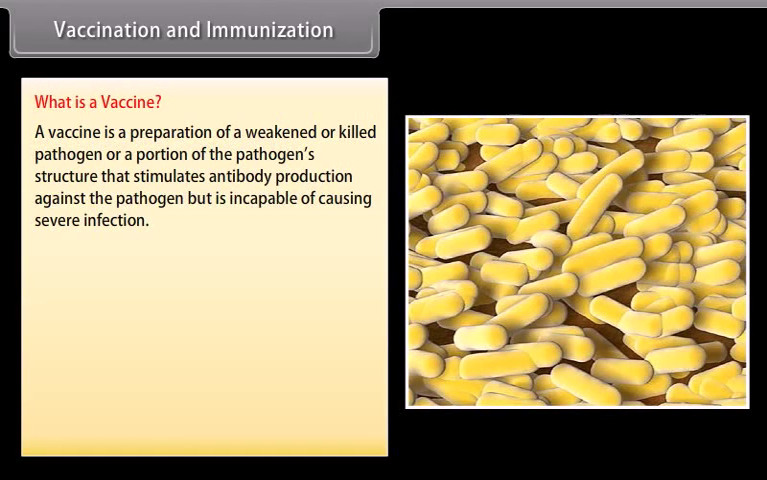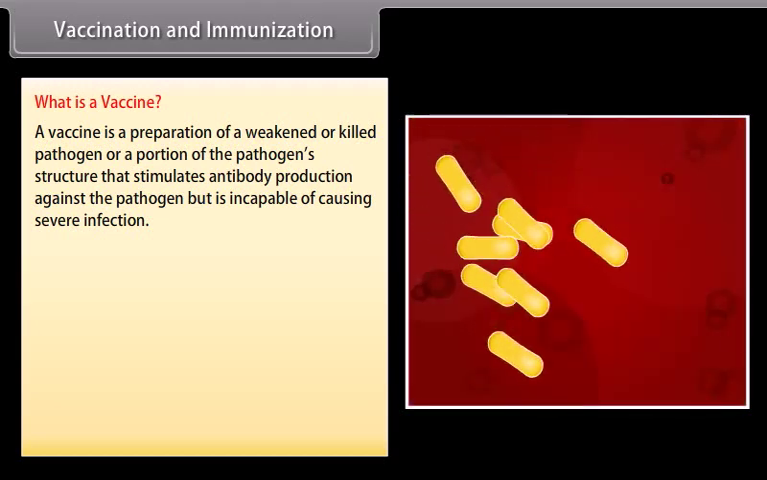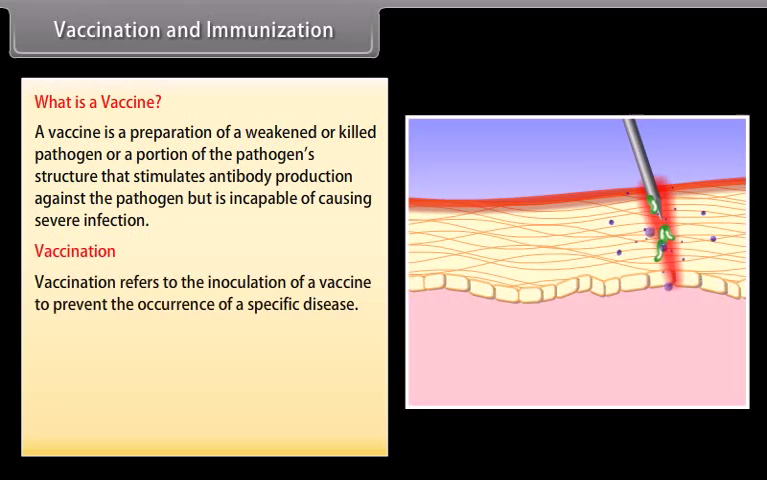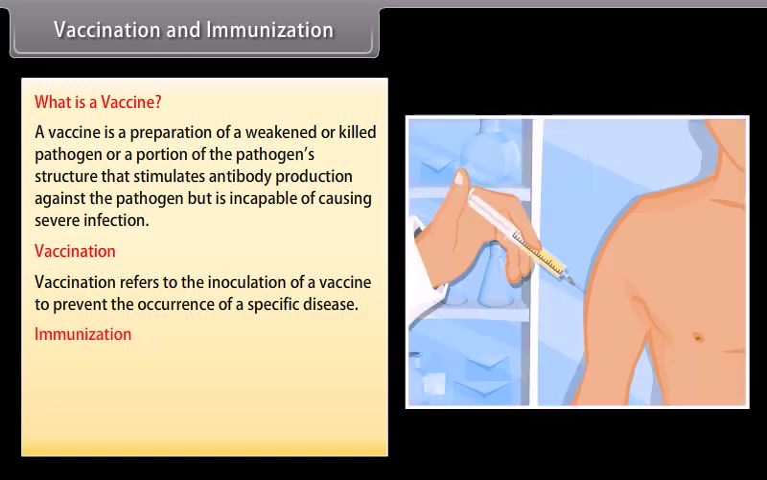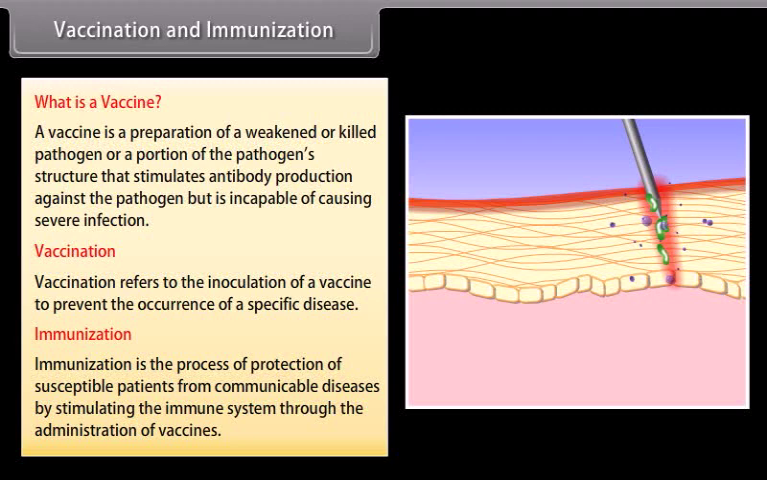Vaccination and immunization. What is a vaccine? A vaccine is a preparation of a weakened or killed pathogen or a portion of the pathogen's structure that stimulates antibody production against the pathogen but is incapable of causing severe infection. Vaccination. Vaccination refers to the inoculation of a vaccine to prevent the occurrence of a specific disease. Immunization. Immunization is the process of protection of susceptible patients from communicable diseases by stimulating the immune system through the administration of vaccines.